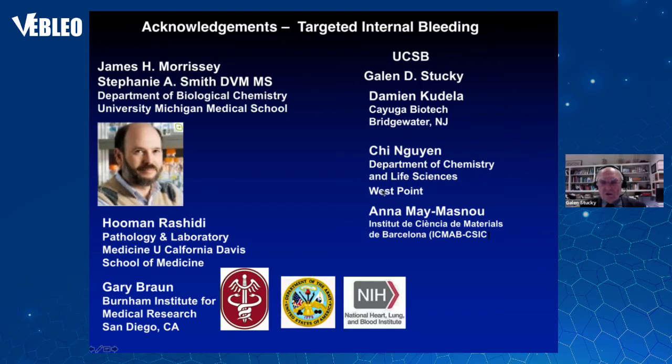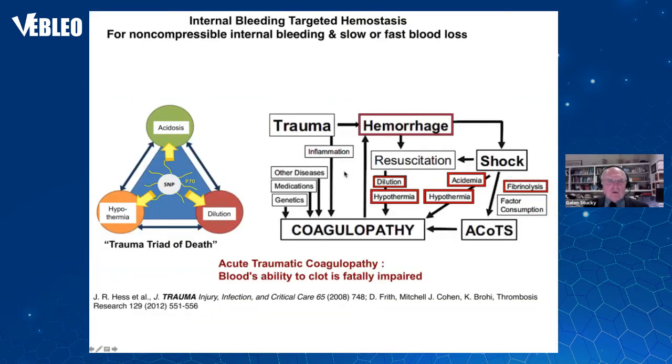And on the right-hand side, you see my colleagues, particularly my students who primarily started this, and they're Damien Cadella, who's taken what we initiated. Professor Morrissey and I are scientific advisors for his new startup, Cayuga Biotech, which has been going on now for about 4 or 5 years and is still in its infancy, but it's making good progress. And Chi Quen, who is at West Point, and Anna Masna, played two important roles in this project.